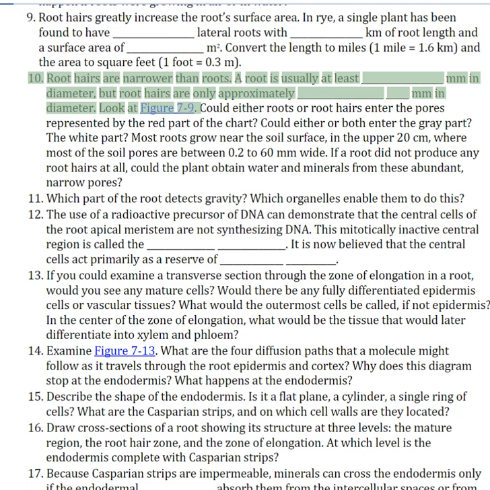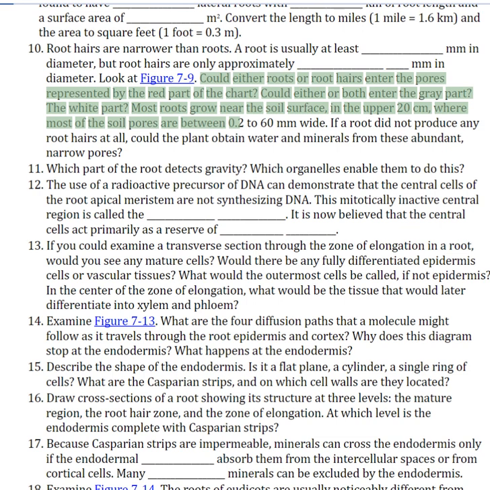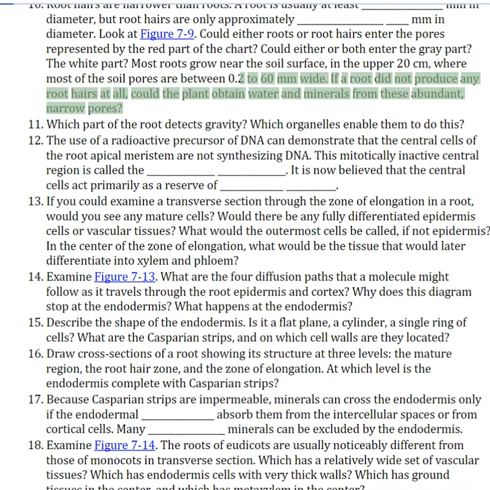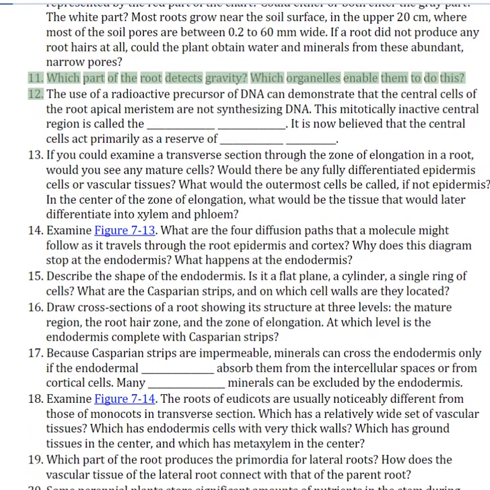Look at figure 7-9. Could either roots or root hairs enter the pores represented by the red part of the chart? Could either or both enter the gray part? The white part? Most roots grow near the soil surface, in the upper 20 centimeters, where most of the soil pores are between 0.2 to 60 millimeters wide. If a root did not produce any root hairs at all, could the plant obtain water and minerals from these abundant, narrow pores? 11. Which part of the root detects gravity?